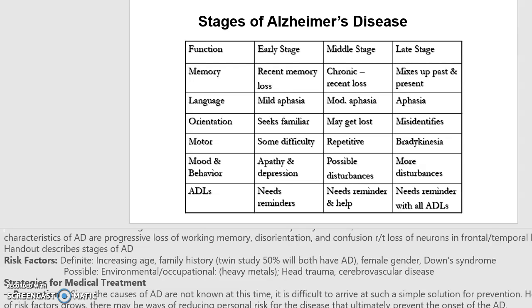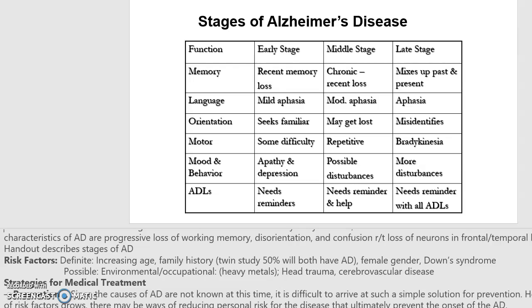In early stage, we see recent memory loss, mild aphasia, meaning they can't always find their words correctly. They seek familiar routines and places and don't like to go to new places. They might have some difficulty, seem a little bit clumsy, difficulty with motor skills, have maybe mood where they care a little bit less or seem depressed, and they might need reminders to complete their ADLs and hygiene.